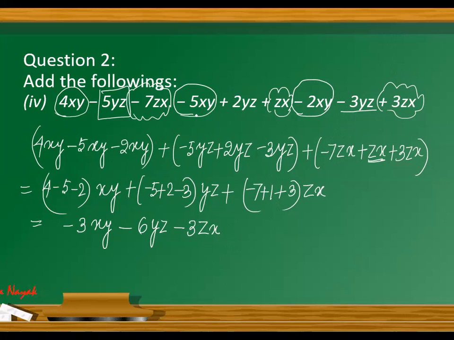Let me check. 4xy minus xy minus, okay, minus 5yz minus 3yz minus 6yz, okay, minus 7zx minus 6zx, okay. So this is correct.